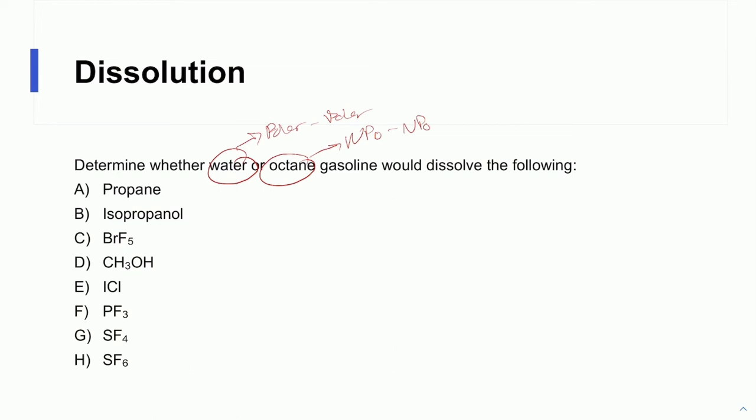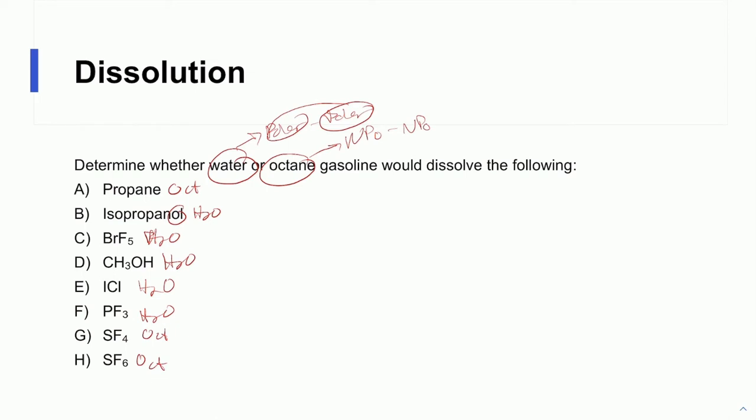So propane is nonpolar, so I'm going to say octane. Isopropanol is polar, right? It's got that alcohol group, and so it's going to interact with water best, so I'm going to put H2O. BrF5, we learned earlier in a problem that it's polar, so it's going to interact with water. That's going to be just water. Same thing here, H2O. We said this one was polar earlier, also polar, nonpolar here, though. So this would be octane, and this would be octane as well.